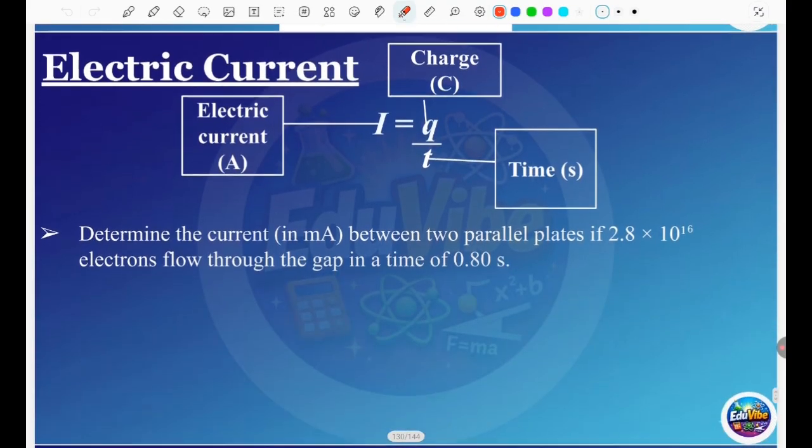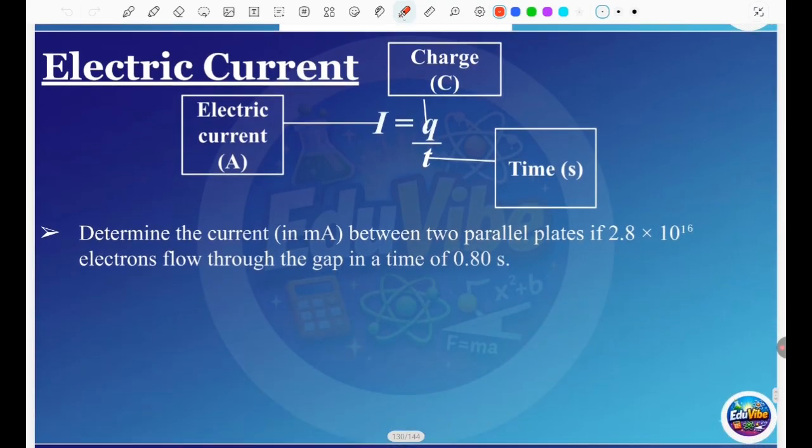Before starting the left hand rule 3B, we have to know what electric current is. Electric current is charge per time. As you can see over there, I is the electric current in amperes. So the SI unit of current is the ampere. Q is the charge in coulombs, and t is the time in seconds.